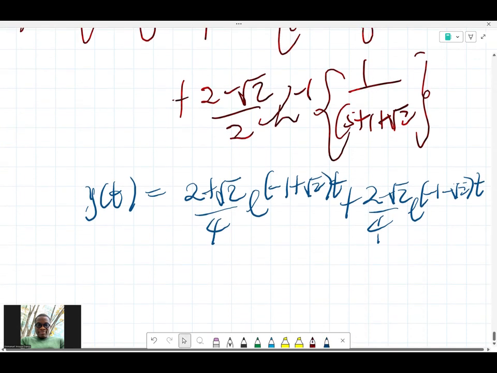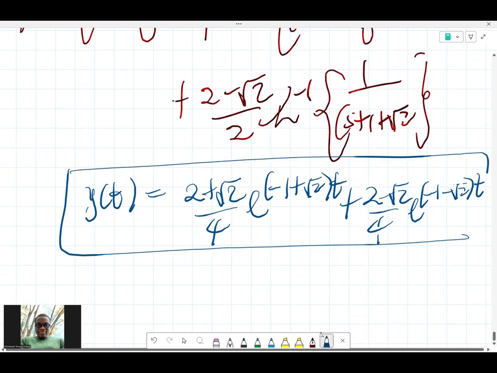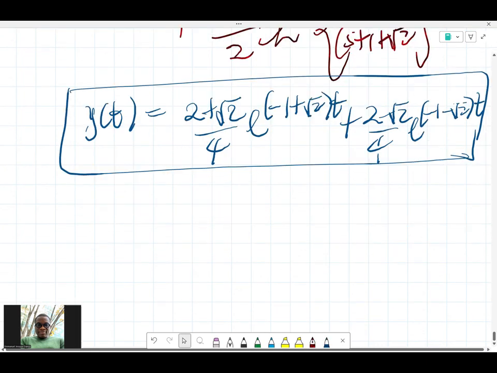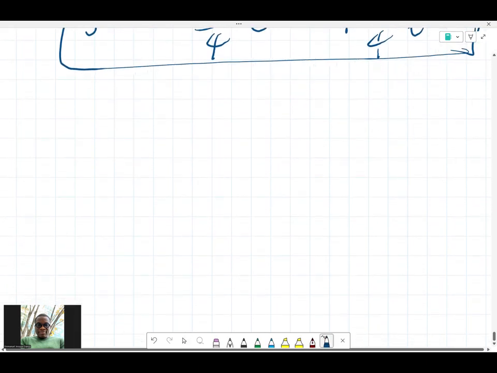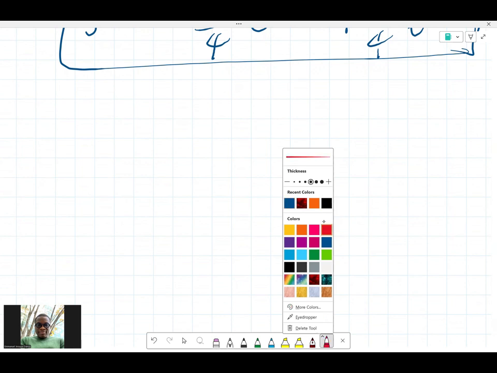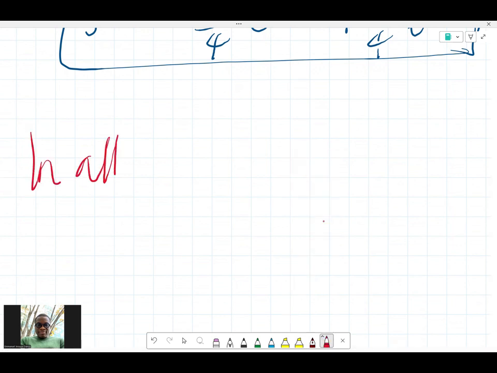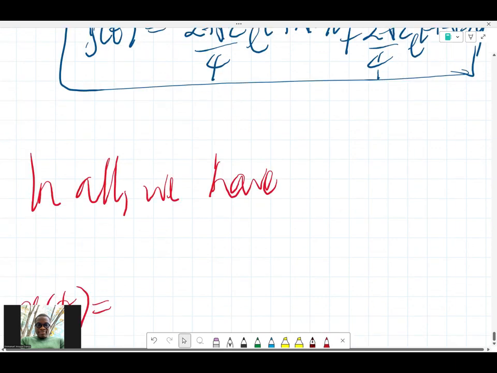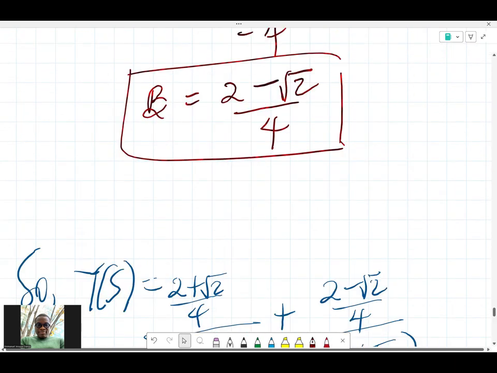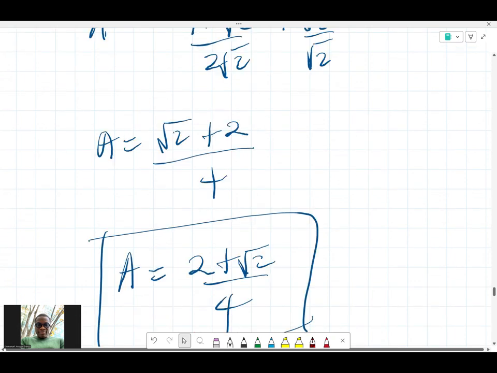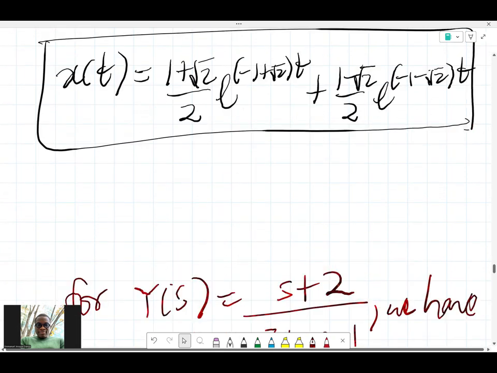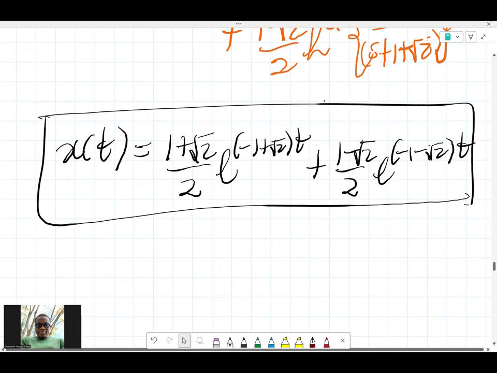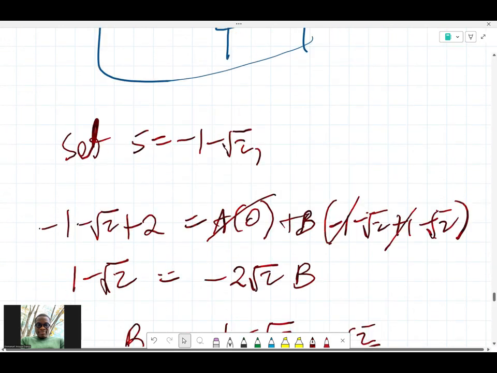Okay, so that is another result. So those are our solutions. Well, we may just want to do an overall, right? So in all, we have x of t equals... what's that now? X of t, what's that? Yeah, 1 plus root 2 over 2, 1 minus root 2 over 2. Okay.